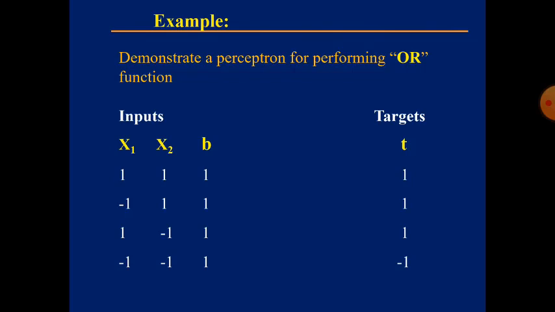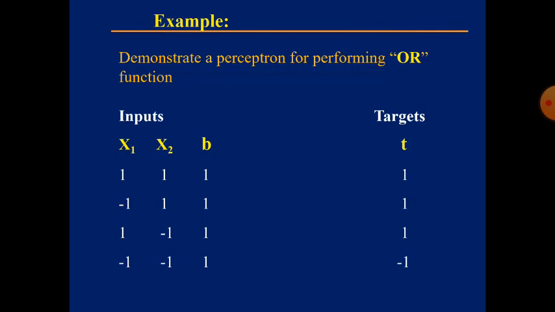So x1, x2 are the inputs, t is the target, and b is the bias. How the OR function works, we already know. If we give 0, 0 as the inputs, the output will be 0. In all the other three cases, 0, 1, 1, 0, 1, 1, the output will be 1. Here, instead of 0 and 1, we have represented it with 1 and minus 1. When we give minus 1, minus 1, only in that case the target will be minus 1. In all the other three cases, the target or the output will be 1.